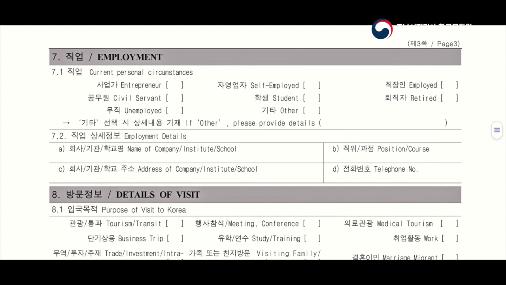If you're studying, you have to provide the name of the institute you studied at, and also the address of the institute or the company you worked for or you're working for, and the phone number.